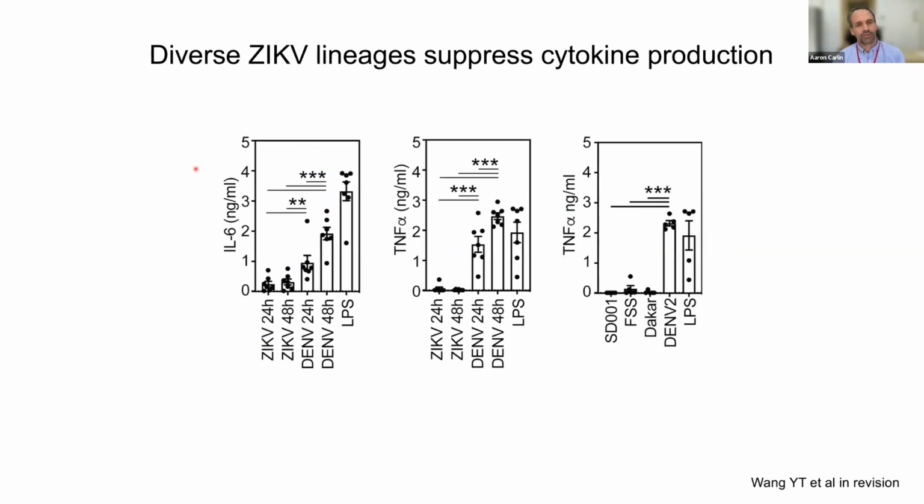That RNA expression is also correlated with the production and release of actual cytokines. So Zika virus infected DCs release very little IL-6 and TNF compared to dengue virus infected DCs. And this is true across Zika virus strains. So Zika virus Dakar is an African lineage Zika virus. FSS is an Asian lineage Zika virus that was pre-pandemic or pre-epidemic. And SD001 is an Asian lineage Zika virus that is from the American epidemic in 2015-16. And so this is true for all Zika virus strains across these very diverse Zika virus lineages.